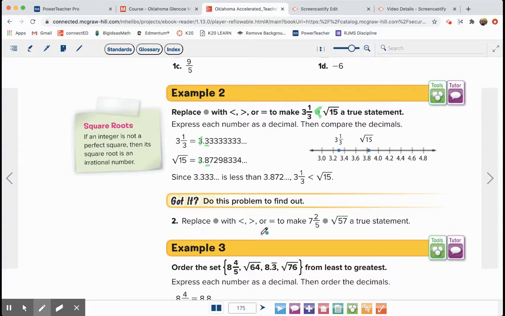So you're going to try number 2. 7 and 2 over 5 compared to the square root of 57. So you'll either put less than, greater than, or equal to make that a true statement.